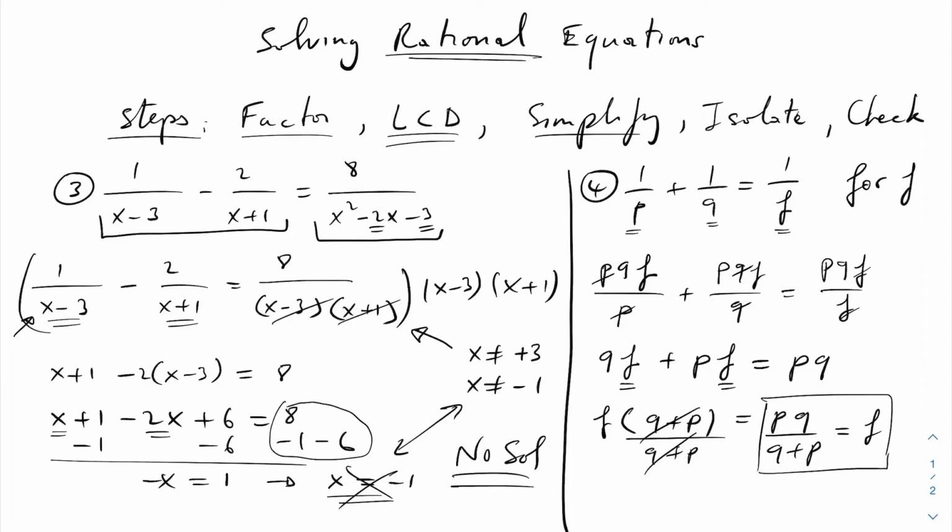And just for good measure, we're going to say that this particular solution is ours as long as P, Q, and F are non-zero. Because if you look up here, they are all on the denominator, so you don't want any of them to be zero. And so that would be good. And this will be it.